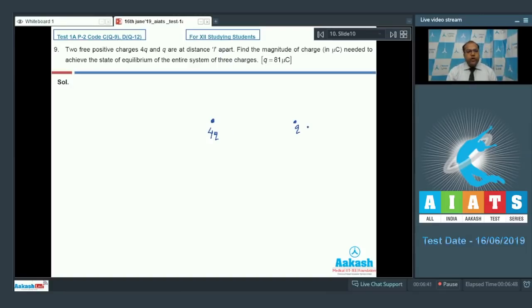Now, in order to have the entire system of 3 charges in equilibrium, a negative charge must be kept in between the 2 point charges. Let the negative charge q dash be kept at this point. Let the distance from the charge q be x, then this separation would be L minus x.